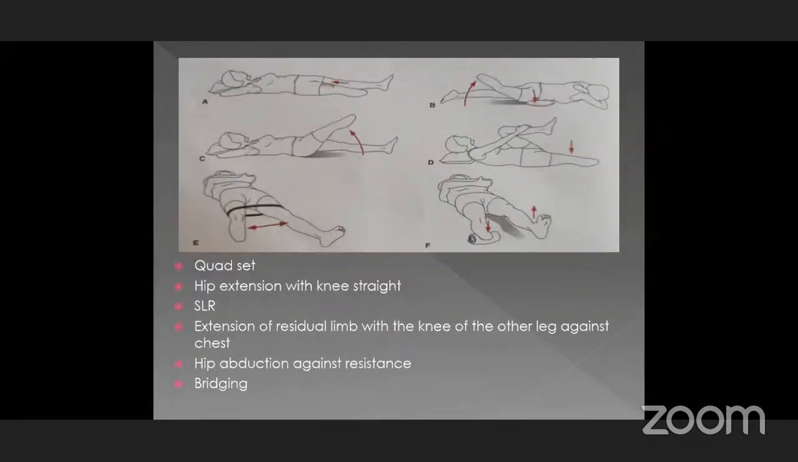So the patient is put in supine lying. We have to tie the resistance band around both legs. He has to do the hip abduction properly.